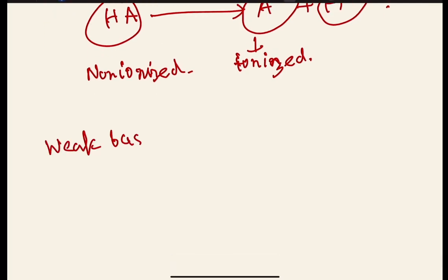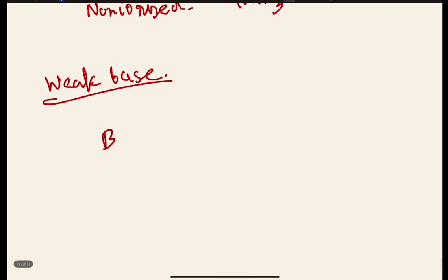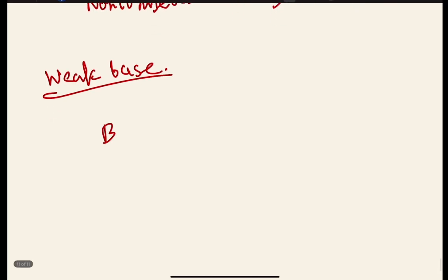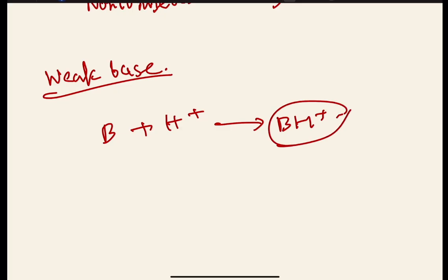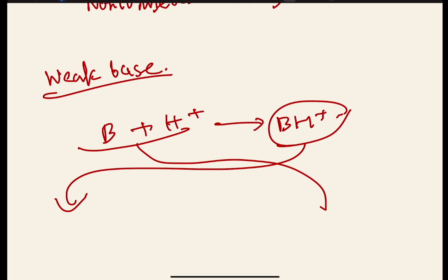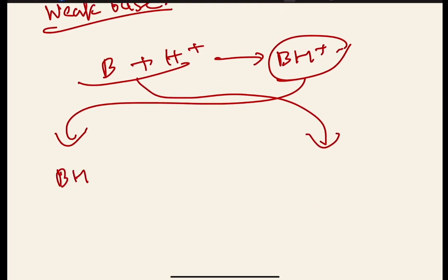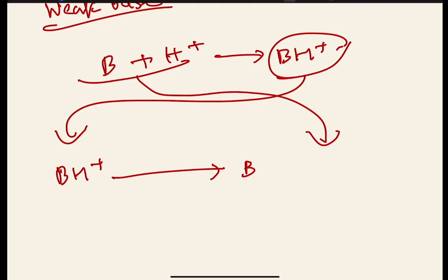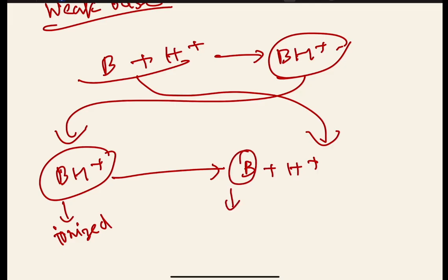Weak base: if B, the drug, is a weak base, bases more likely take H plus. So by taking H plus, it will convert into BH plus. So if you write this reaction like this, BH plus is divided into B plus H plus, then you can see that BH plus is the ionized form and B is the non-ionized form.